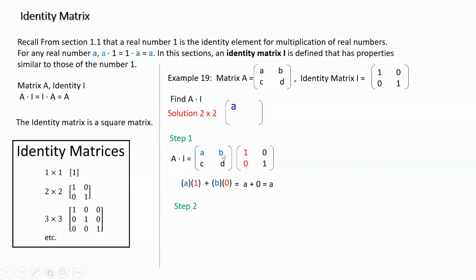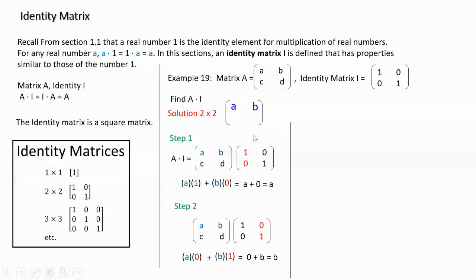Now step 2, I'm going to multiply the first row times the second column. A times 0 gives us 0, and then B times 1 gives us B. So 0 plus B gives us B. That's my first row, second column. Since there are no more columns, step 3, I'm going to multiply the second row times the first column. C times 1 gives us C, and D times 0 gives us 0. So C plus 0 gives us C. That's my second row, first column.